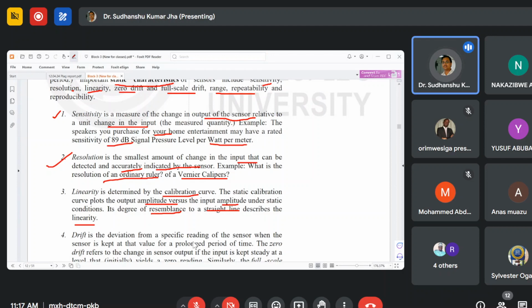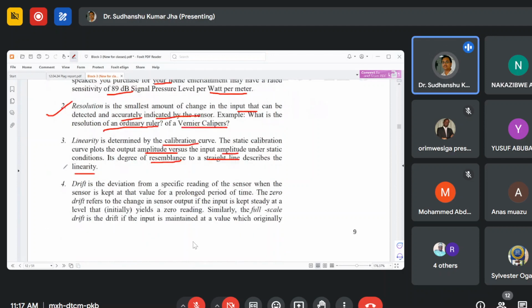So linearity, recalibrate the sensors as well. Because drift is a deviation from the specific reading of the sensor, where the sensor is kept at the same value for a prolonged period of time.